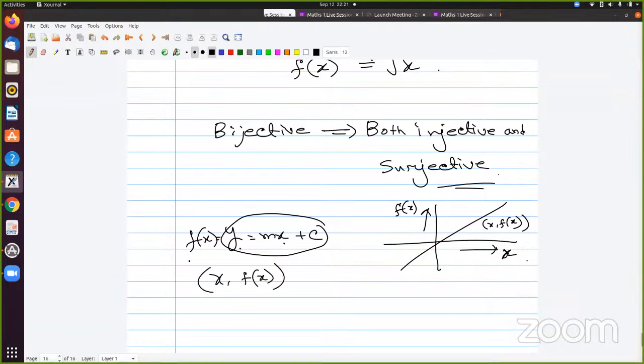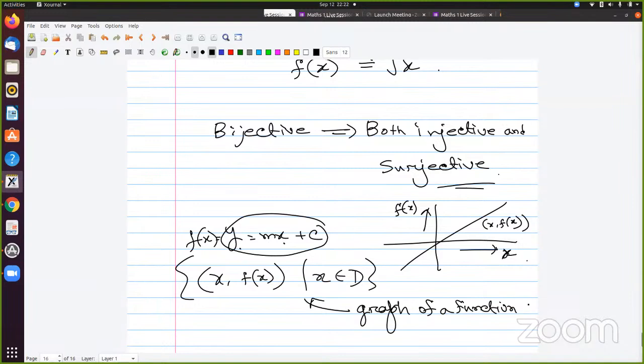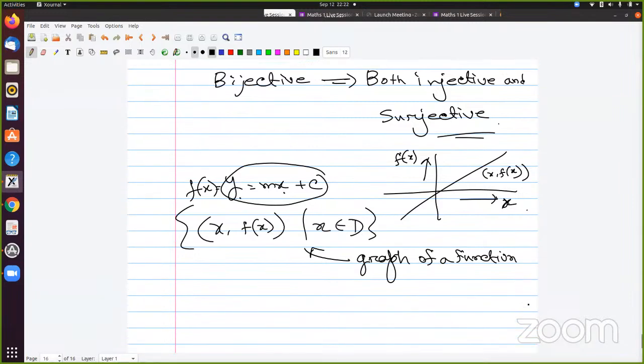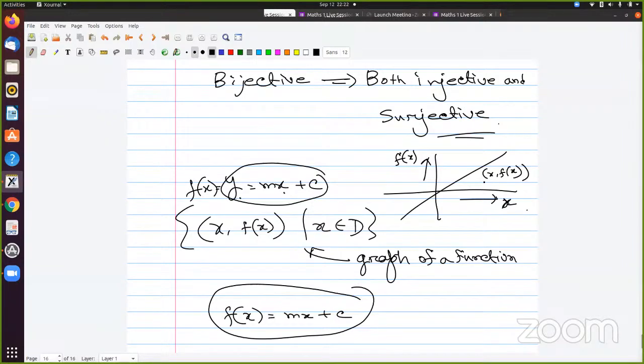This set of all such points, inside the domain, is called the graph of a function. You will come to know the details when you are studying calculus in the 7th week. Now, when I am defining a function like mx plus c, the graph will be a straight line. That's how these two are related. Is it clear?